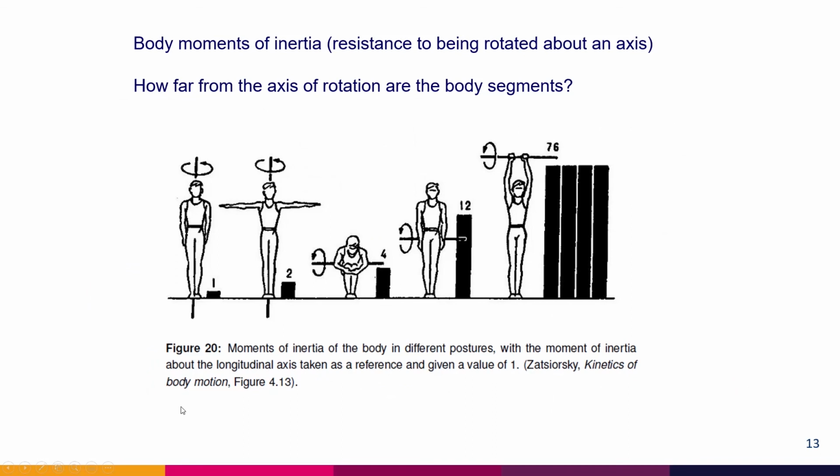Okay, so we can look at the body's center of mass. We can also look at the moments of inertia. And I said that this is the resistance to being rotated about an axis. So here, let's think about how far from the axis of rotation the body segments are. On the left, we have a gymnast who's spinning about a vertical axis. All his body segments are quite near to the axis, and so his relative moment of inertia, let's say, is 1.